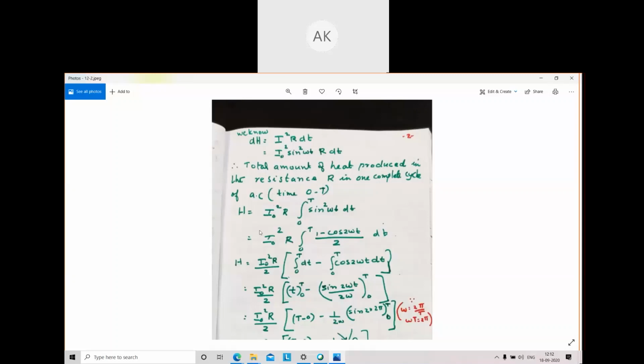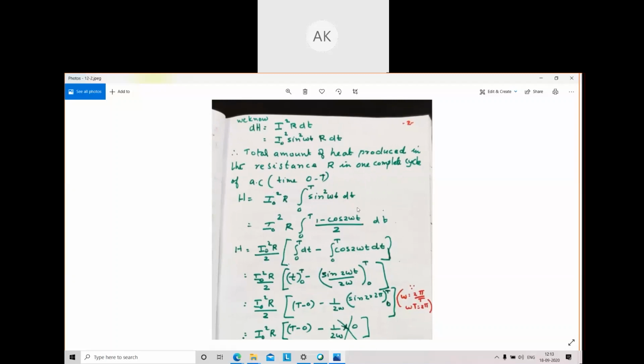Therefore, the total amount of heat is calculated by integrating the above expression from 0 to T. So I0 squared, where I0 is the peak value, that is constant, so it is taken outside. Then R also, the resistance is constant, not varying, so R is taken outside. Then the integral from 0 to T of sin squared omega t dt. Then sin squared omega t, I think you are mathematics students, so you know it can be written in this form.